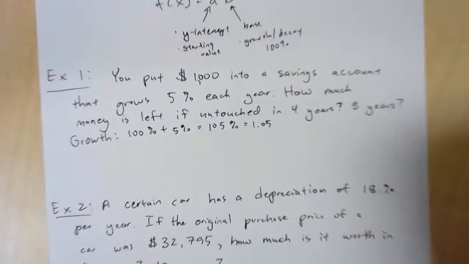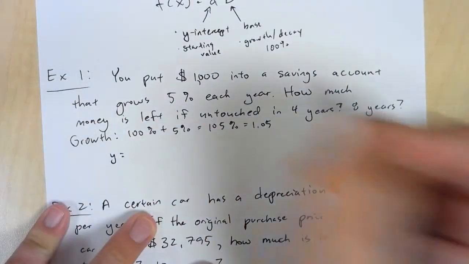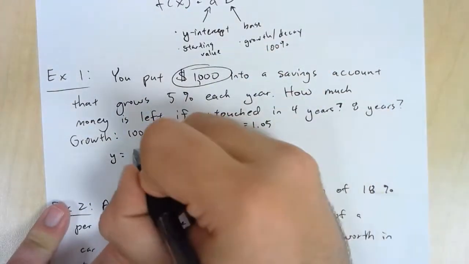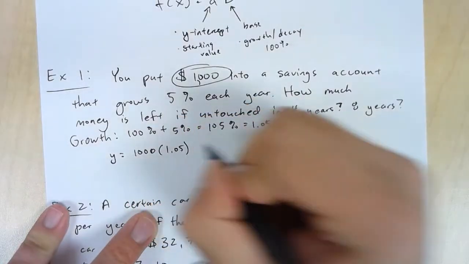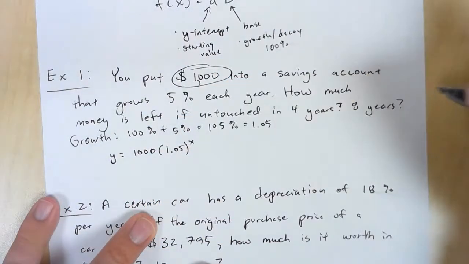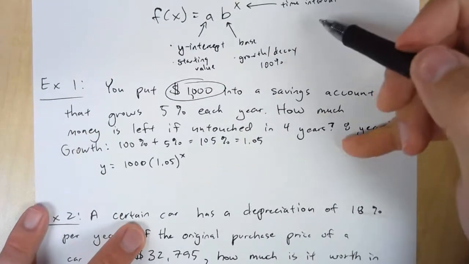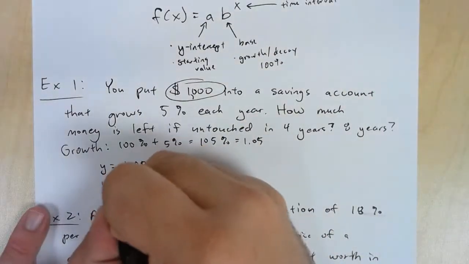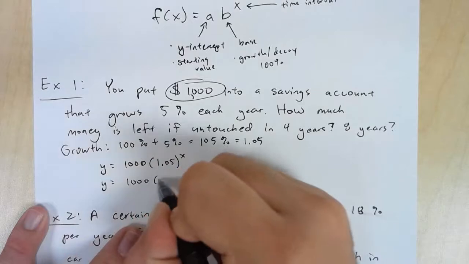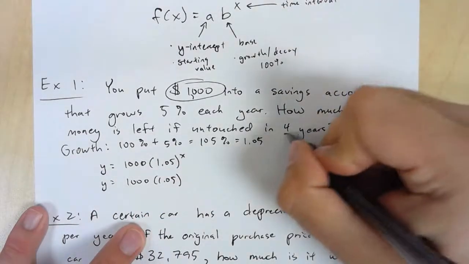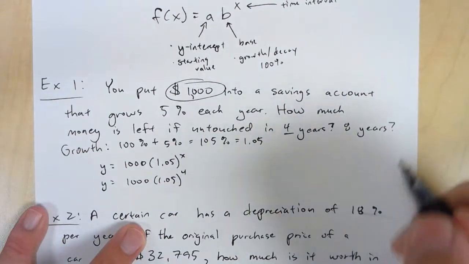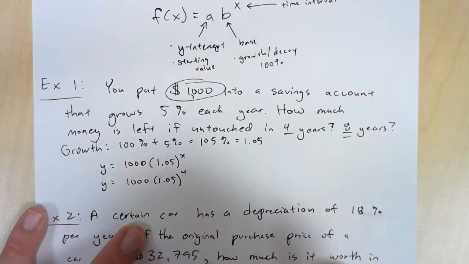Okay, so let's write our equation. y equals our starting value of 1,000 times our growth factor of 1.05, all to the x power. Remember, x is just our time interval here. So we're going to type in y equals 1,000 times 1.05 to the x. Our x for this first one is 4 years. We'll do a first one and a second one, so this one is just the first one.